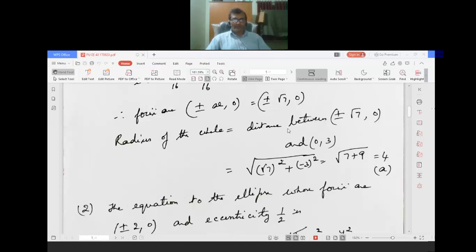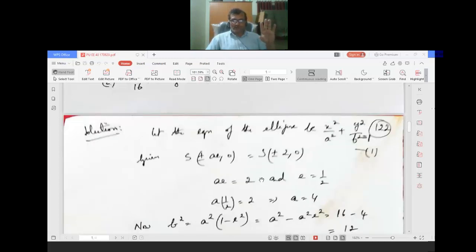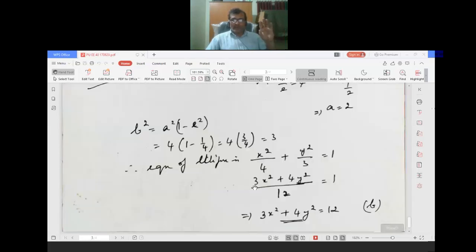Clear? So now the main important points here: the general form of the ellipse is x squared by a squared plus y squared by b squared equals 1. And also b squared equals a squared into 1 minus e squared, this one formula. And the equation of the directrix is x equals plus or minus a by e. These are basic formulas. And for an ellipse, eccentricity e is always less than 1.